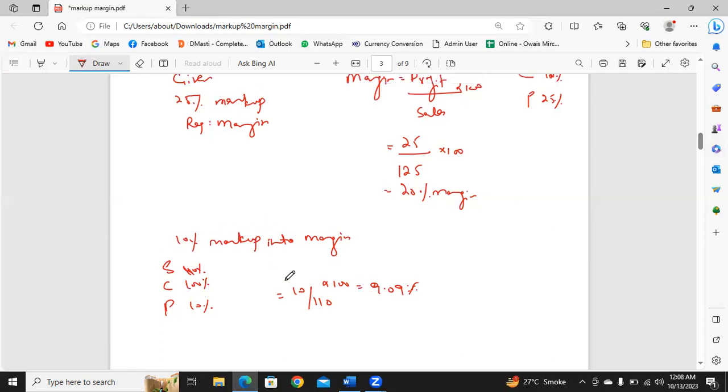Simply, profit over sales is margin. So profit is 10%, sales is 110%, so in margin it is 9.09%.